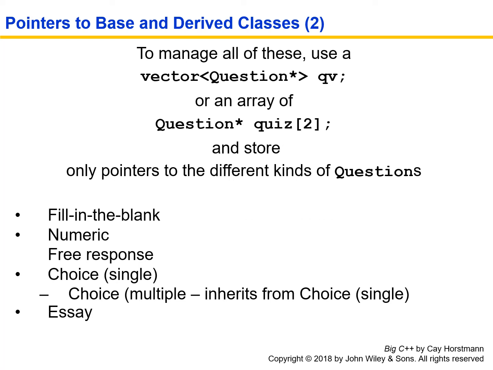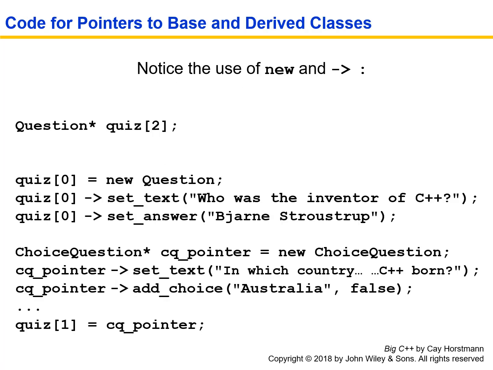Another way of putting that is if you had a vector of question star, that can hold pointers to anything that's derived from question star. If you had a vector of shape star, again, going back to the beginning of this lecture, it could contain pointers to circle or pointers to square. Or you could create an array as question star quiz bracket 2. So let's try this version. Question star quiz 2.